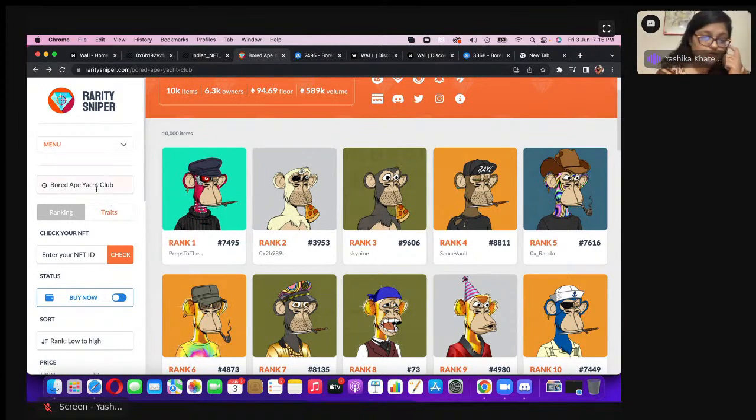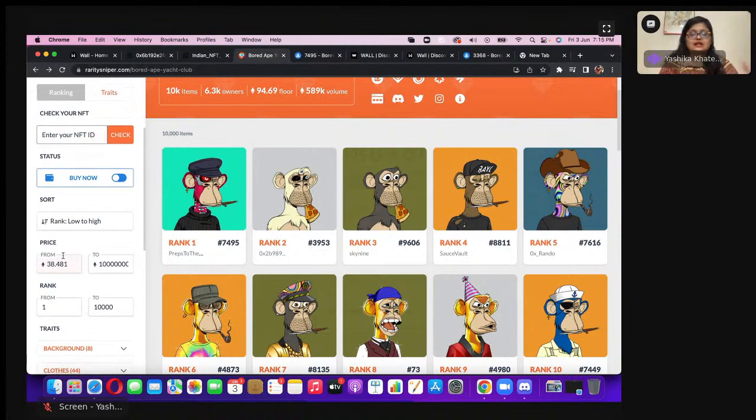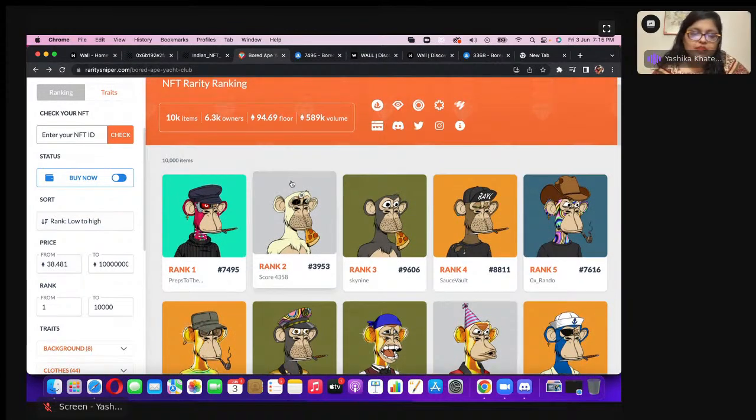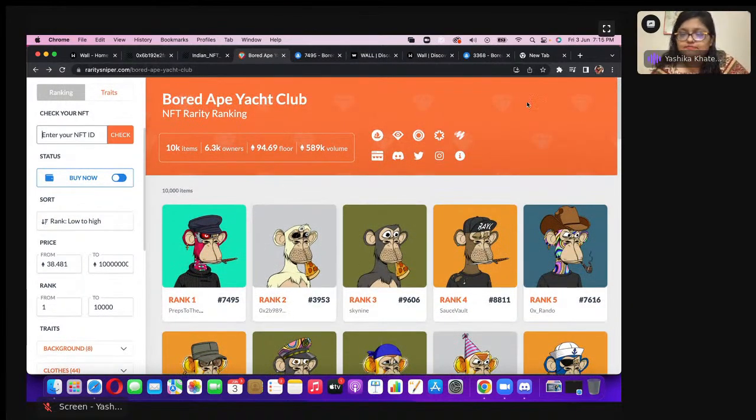But if, for example, you don't want to check for the entire collection but for a particular NFT ID, then I can just put that NFT ID here and check what the rarity score of that NFT is. Then I can choose how I want to rank it: low to high, high to low, rarity based, or whatever. And based on that, I'll get all the things here.